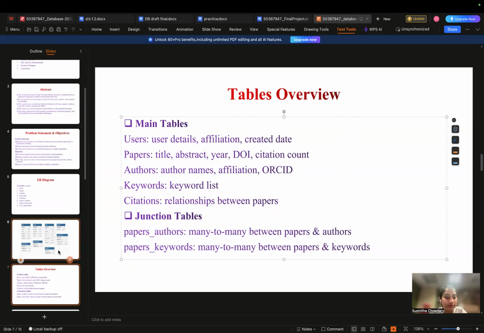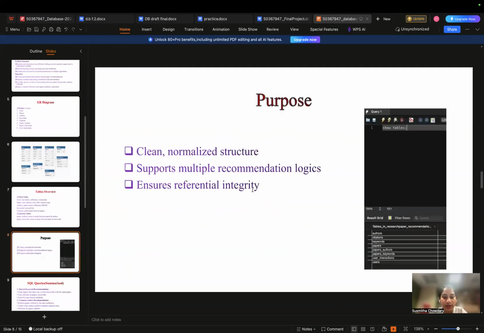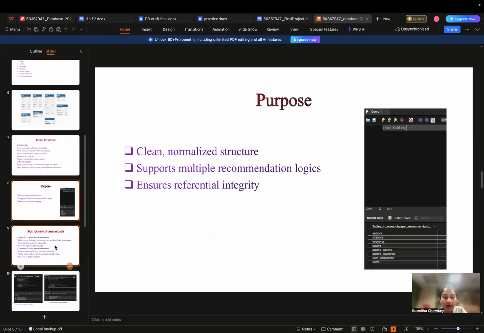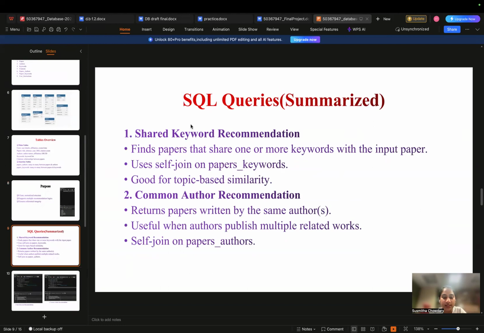And coming to the purpose, these are all normalized to 3NF, which supports multiple recommendation logics and ensures referential integrity. Coming to the SQL queries, these are the summarized SQL queries.